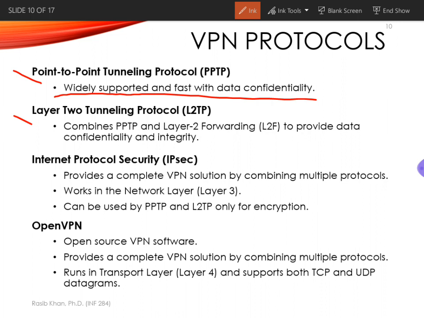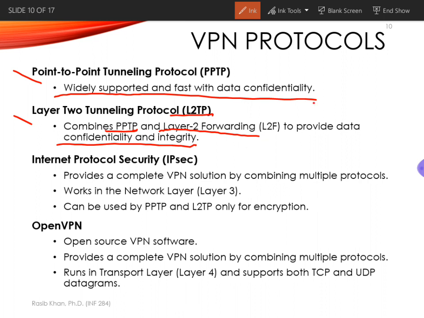The next protocol is Layer 2 tunneling protocol, in short called L2TP. What it does is combine the point-to-point tunneling protocol, the PPTP, and the Layer 2 forwarding protocols. So in Layer 2, we are working with the data link layer, and it provides both confidentiality and integrity.